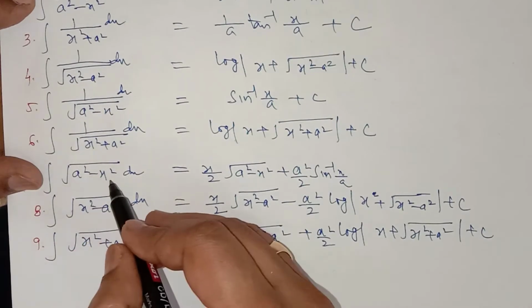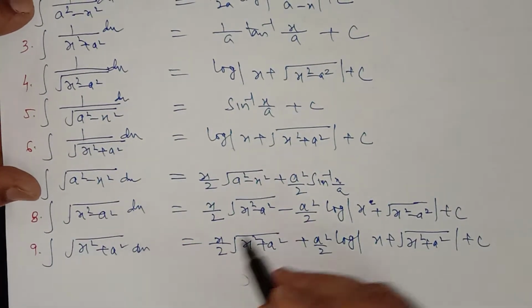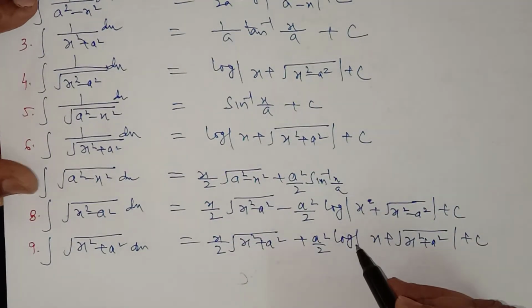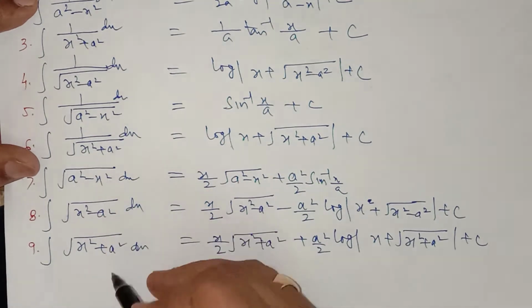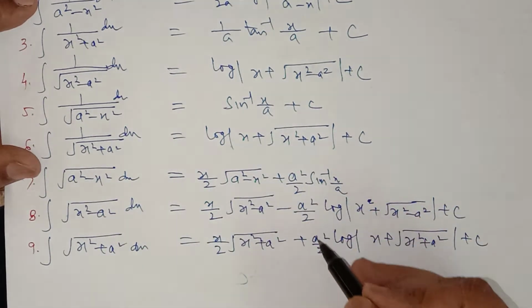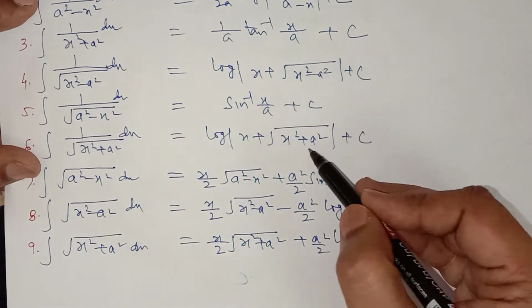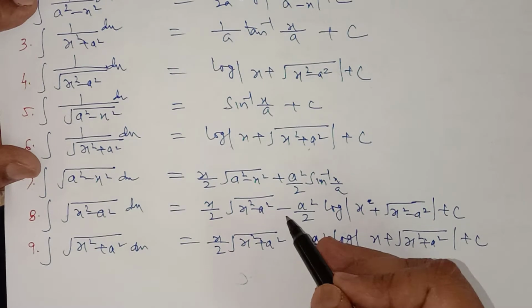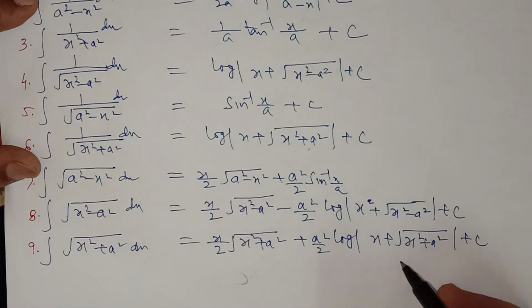Now under root a square minus x square, under root x square minus a square, and under root x square plus a square. See the comparison between these three. It is x by 2, x by 2, x by 2 multiplied by these three. You learn like this. In all the three we have a square upon 2, a square upon 2, a square upon 2, and in this we have this, this, and this. See it very carefully: there is a minus sign when we have under root x square minus a square. So these are the 9 special integrals.